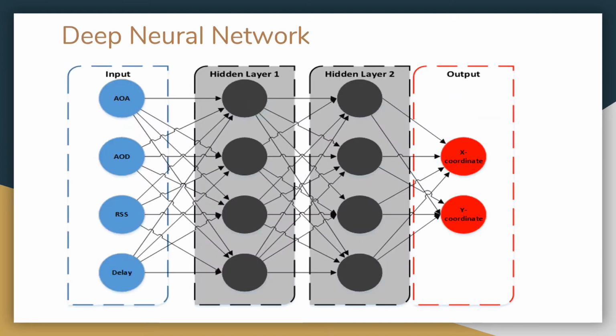Here is a visual of our deep neural network. As you can see, potential inputs, the hidden layers, and the considered outputs.